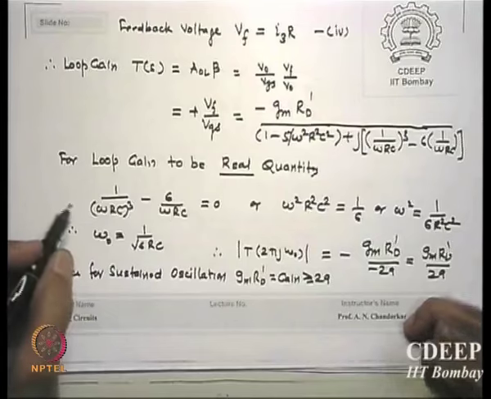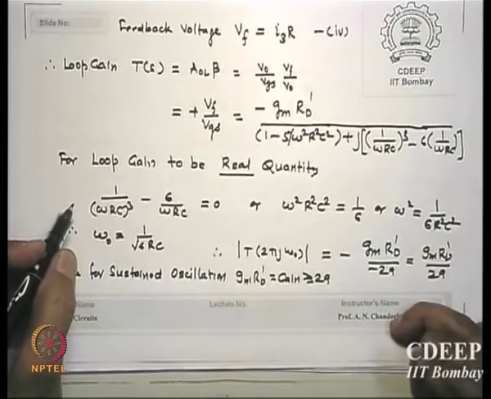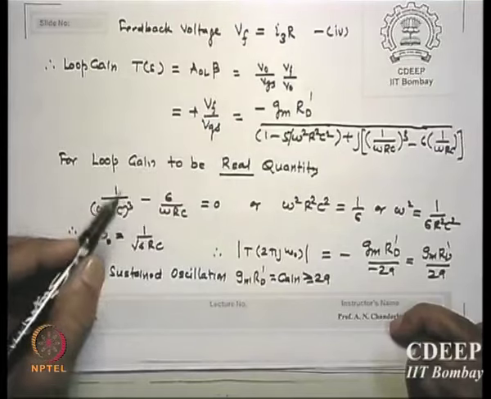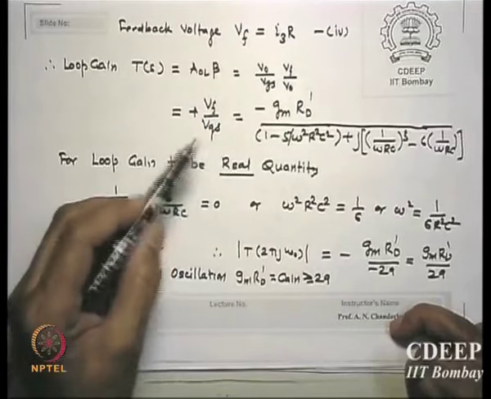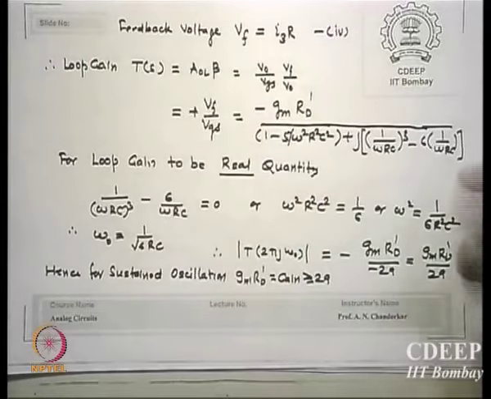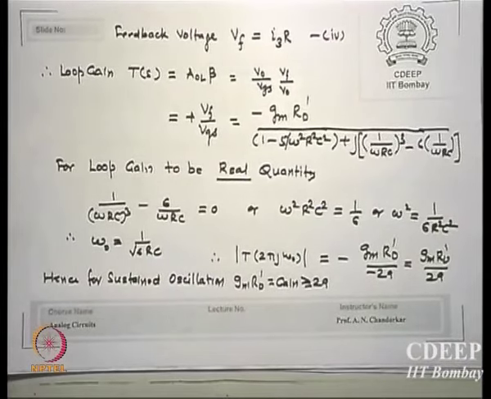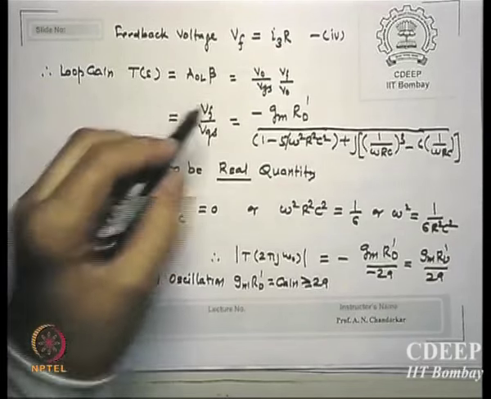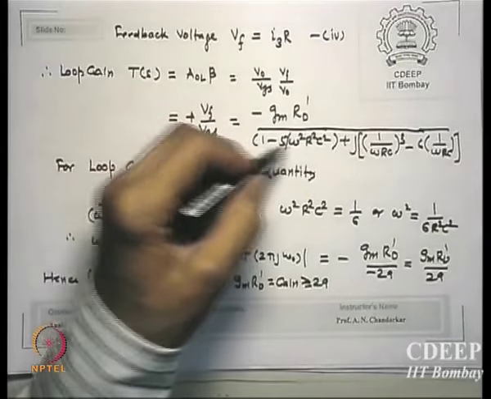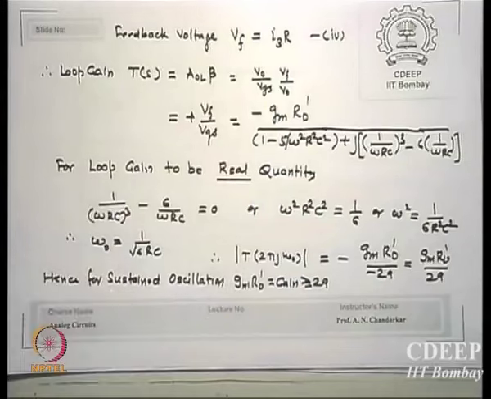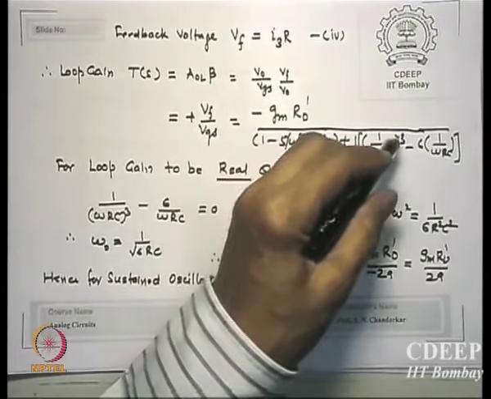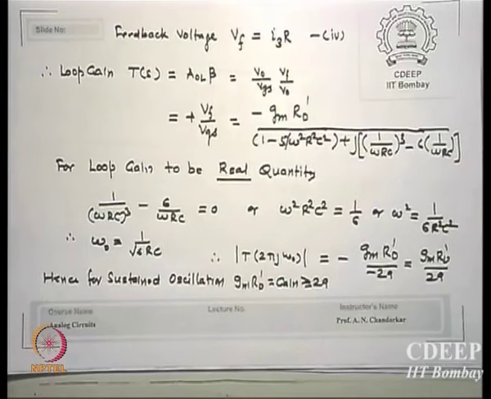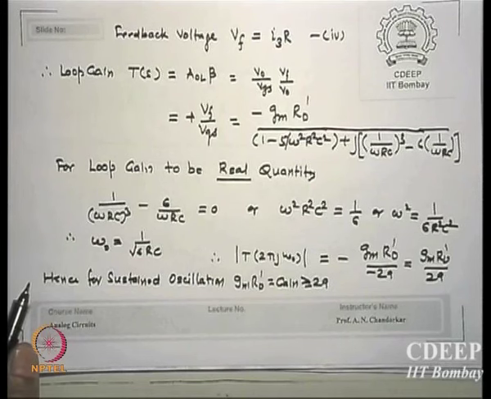I substituted all those equations, the four equations I gave you, found the values corresponding to all this, and you get this expression, which you can write now. The loop gain T(s), also called the return ratio in some books, is VF by VGS, which is minus gm RD dash upon 1 minus something plus j times (1 upon omega RC cubed minus 6 times 1 upon omega RC). And I substituted s equal to j omega.